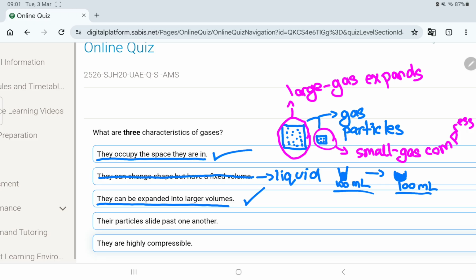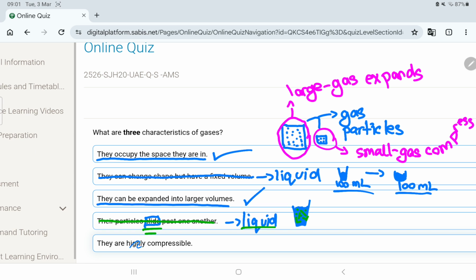The particles, can they slide past one another? Guys, when you see slide past one another, this is for a liquid, okay? Because guys, liquid particles, they have the freedom to move. Let's say here, those are the liquid particles. They have the freedom to move. So they're going to be sliding to each other, bumping into each other. So when you see slide, it's a liquid. Is it a gas? No, it isn't.